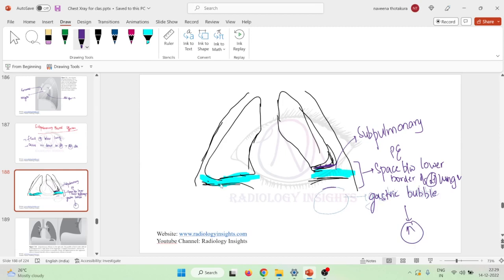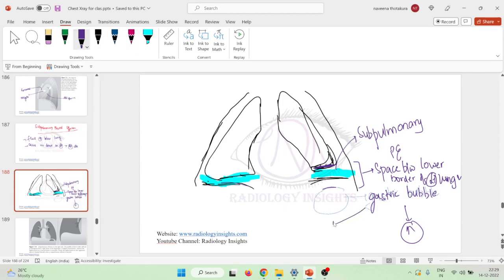on the left side than on the right side, because on the right side there is liver. The radio opacity of the liver and the opacity of this pleural fluid are almost similar. As a result, it is difficult to diagnose subpulmonary pleural effusion on the right side than on the left side. On the left side, whenever the space between the lower border of the left lung and the gastric bubble increases, then it is subpulmonary pleural effusion.